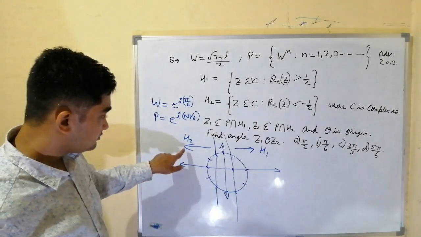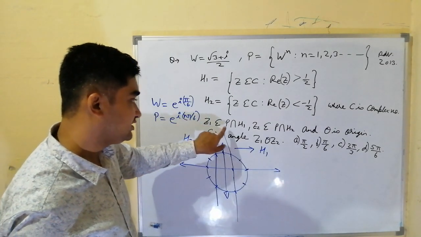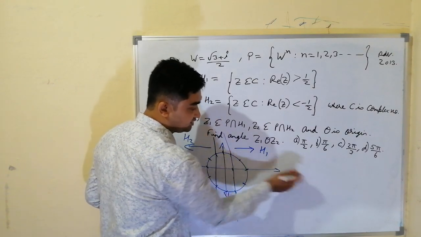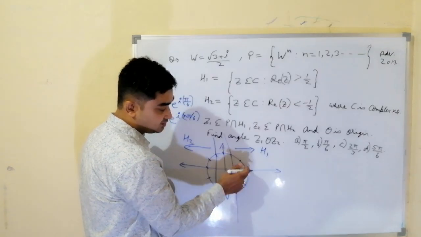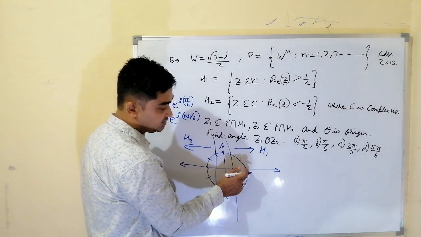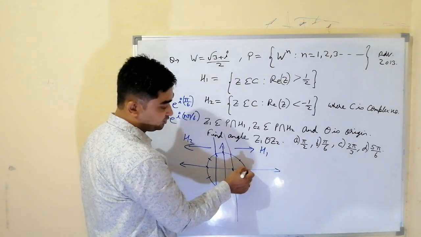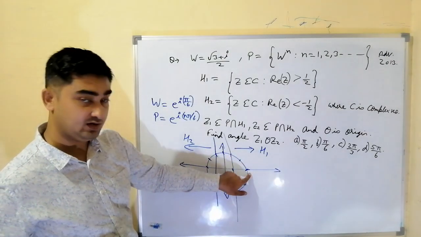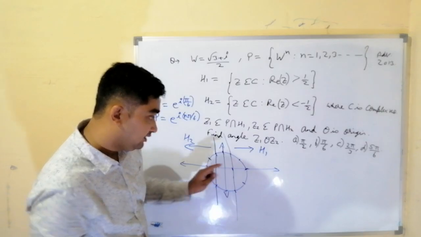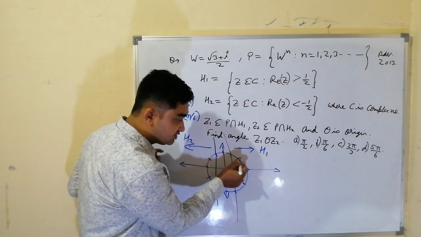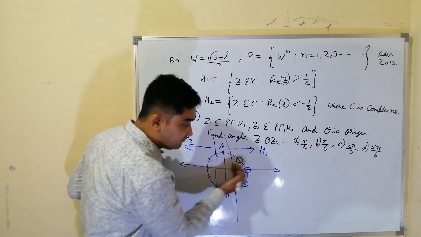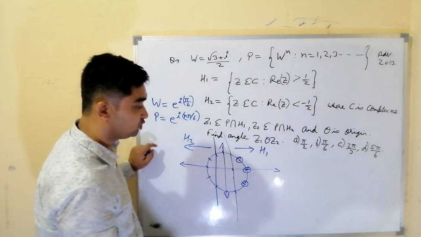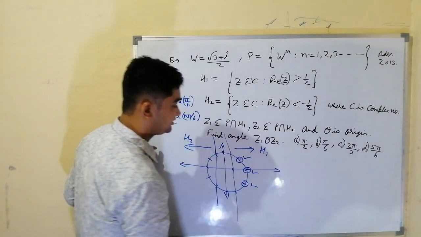Now we have to find Z1, which is the intersection of P and H1. That means H1 is the total region on the right hand side of this line, and P is these points, excluding this one, because n cannot be 0. But again, we'll come to this point when n is 12. We'll get 2 pi. So at 2 pi, we'll get this point. So in P we have these 3 points, and in H1 everything on the right hand side of this line. So what is the intersection? The intersection is what is in both. So these 3 points are in the intersection.